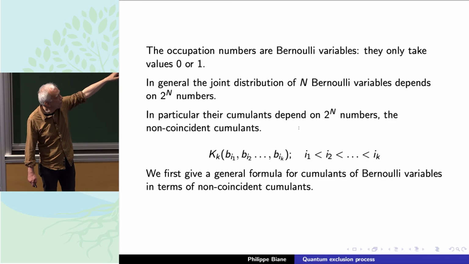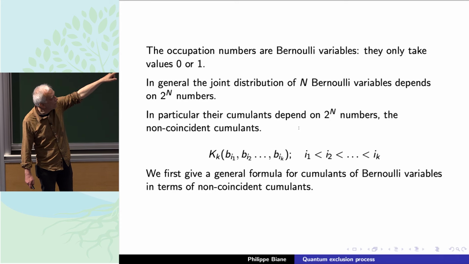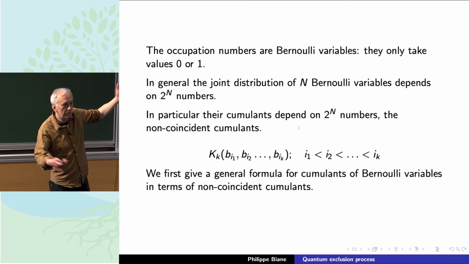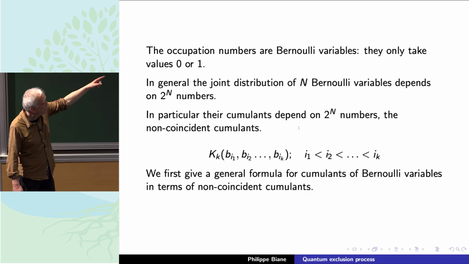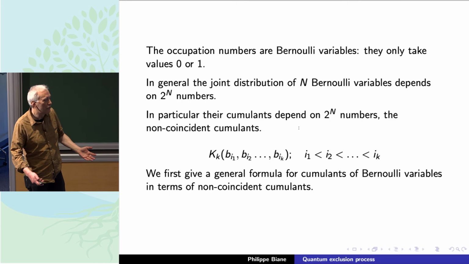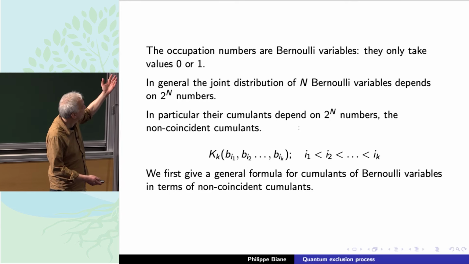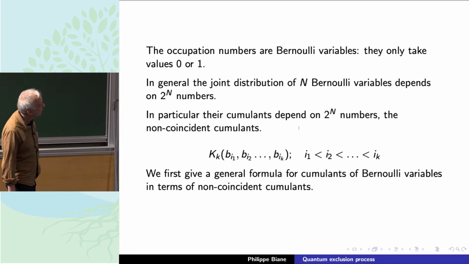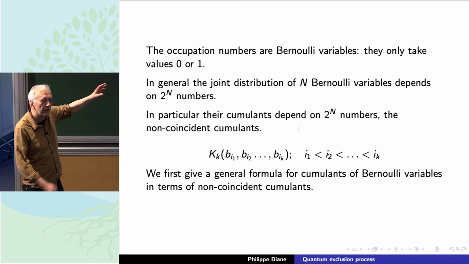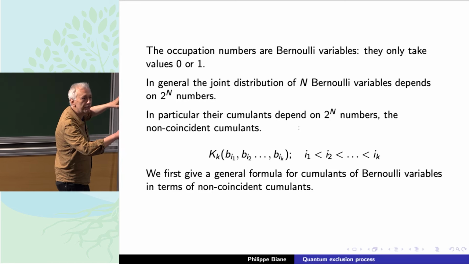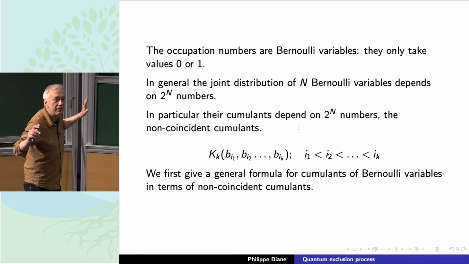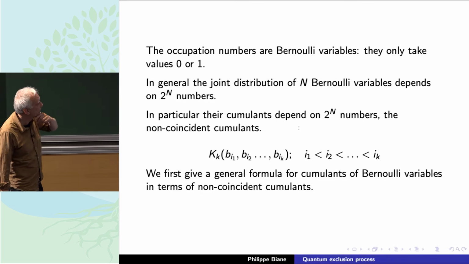That is the cumulants of size k, where b_i1, b_i2, ..., b_ik are arbitrary Bernoulli variables, and we want the indices i1, i2, ..., ik to be all distinct. So these numbers completely determine the joint distribution of the Bernoulli random variables. And now I will give a general formula for the cumulants. This has nothing to do with freeness or random matrices. It is just a very general statement about cumulants of Bernoulli random variables.